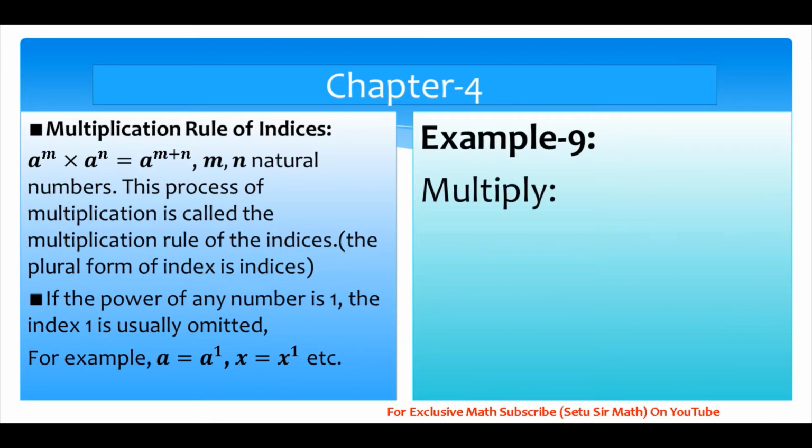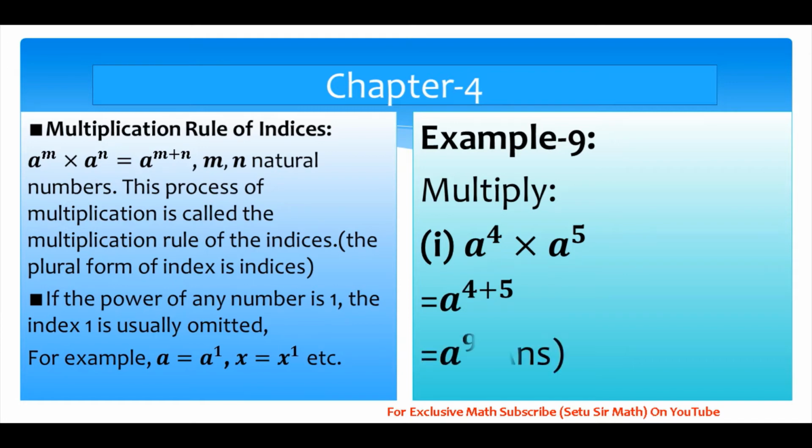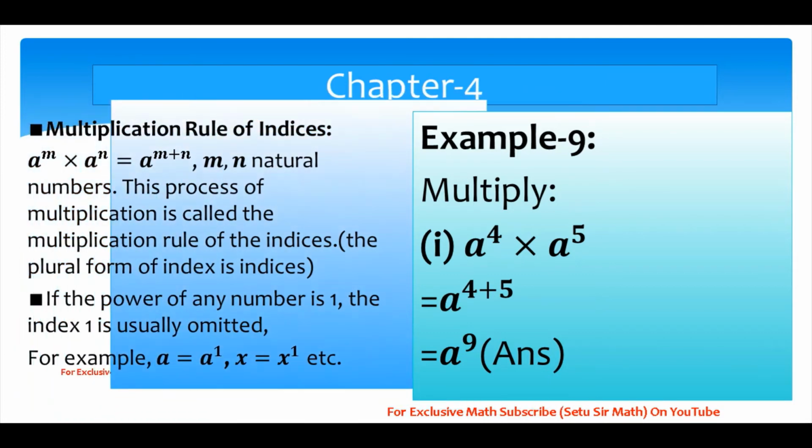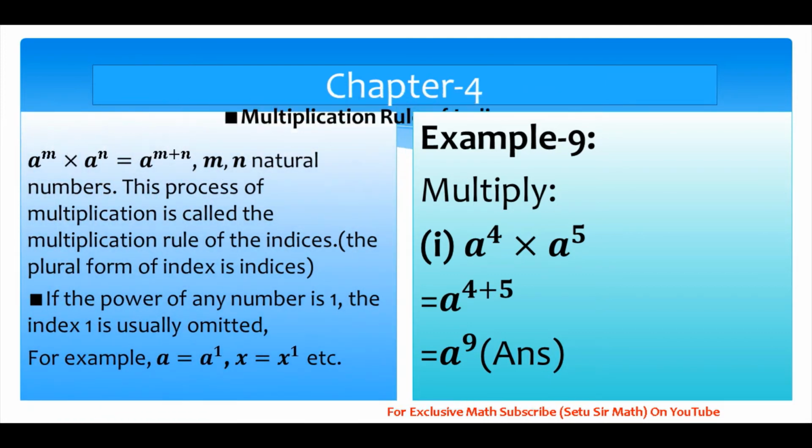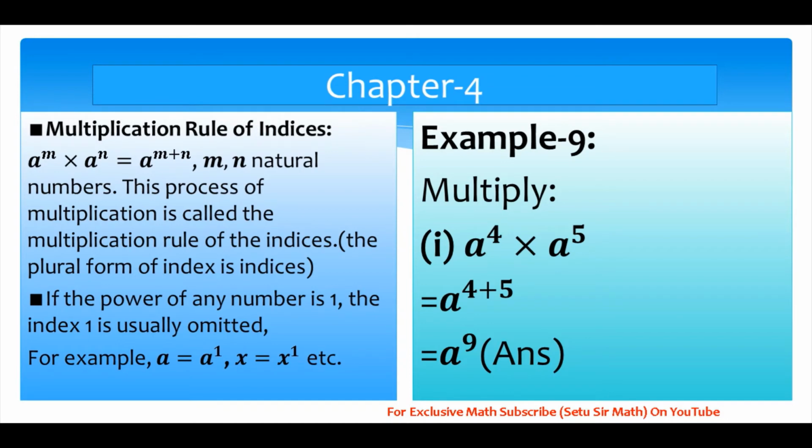Next, example number 9. We have to multiply A to the power 4 multiplied by A to the power 5, and we have to add the indices, A to the power 4 plus 5, and we get A to the power 9 as the desired answer. Let's see the whole thing again. Multiplication rule of the indices: A to the power m multiplied by A to the power n equals A to the power m plus n.